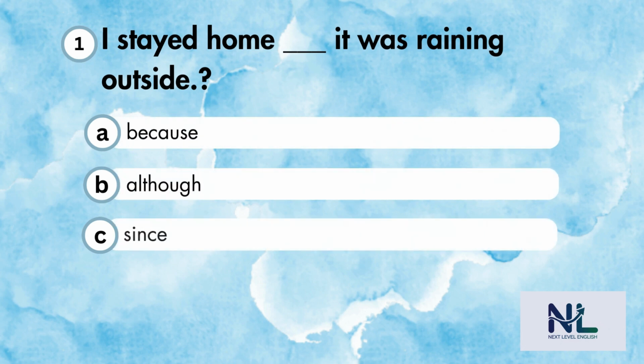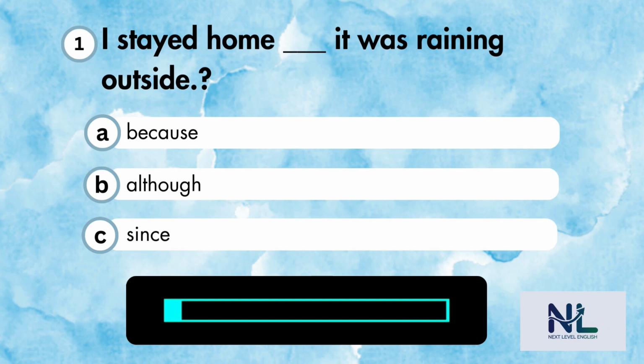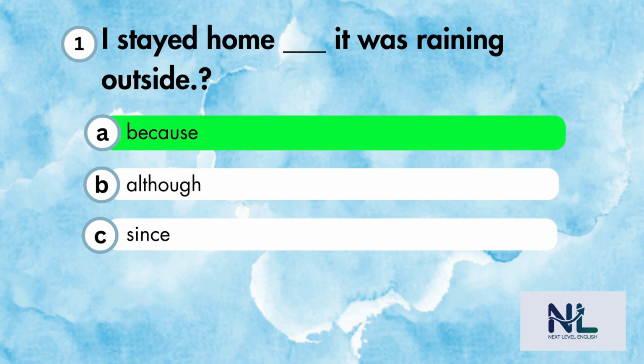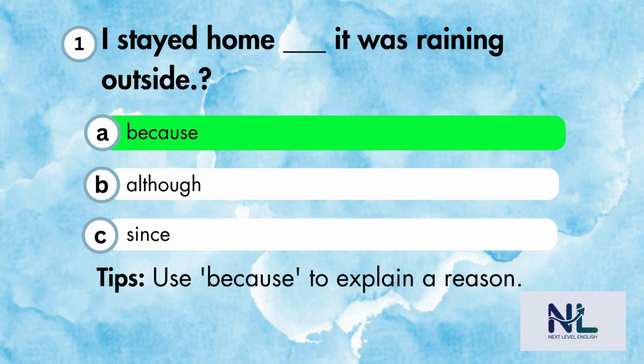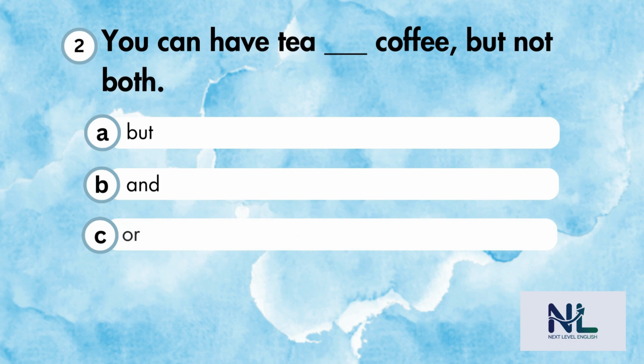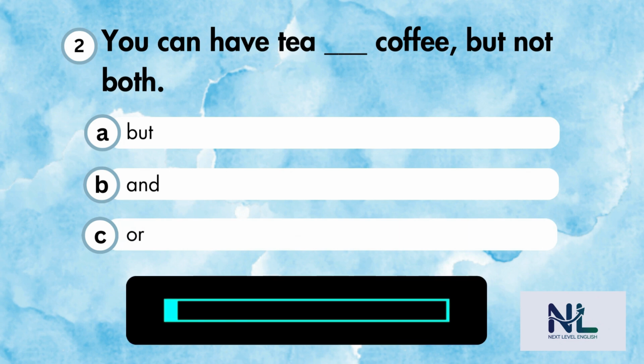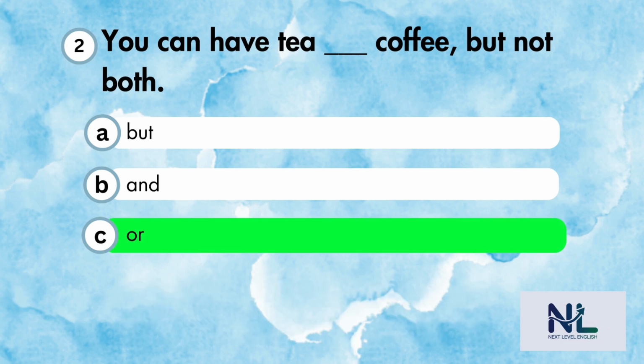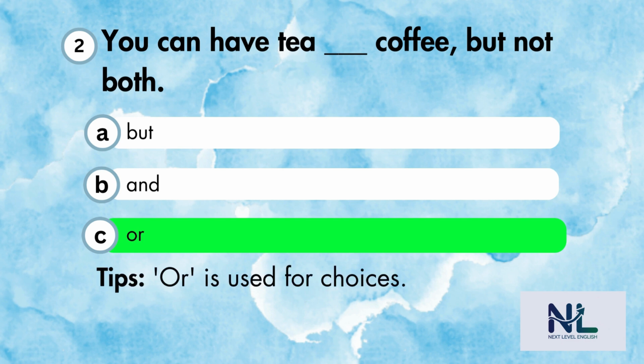1. I stayed home. It was raining outside. Because. Tips, use because to explain a reason. 2. You can have tea, coffee, but not both. Or. Tips, or is used for choices.